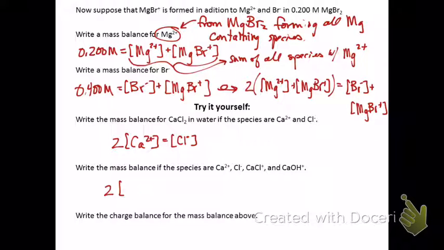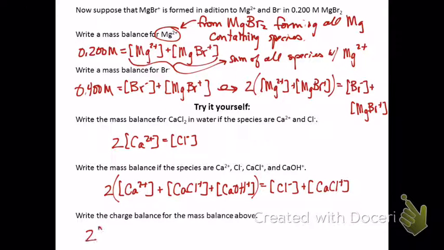Now I want you to write the mass balance, if you haven't already, for this new, more complex chemical system. Now we can use the 2 inside of the parentheses times all of the calcium-containing species and set that equal to the sum of all of the chloride-containing species. So we see that it's 2 times the calcium plus the calcium chloride cation plus the calcium hydroxide is equal to the chloride plus the calcium chloride cation. Just like we've done before, but we just have new species and more of them.